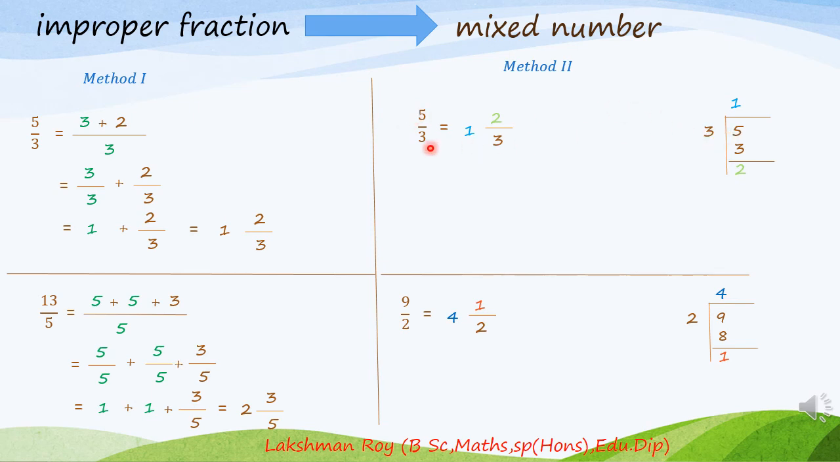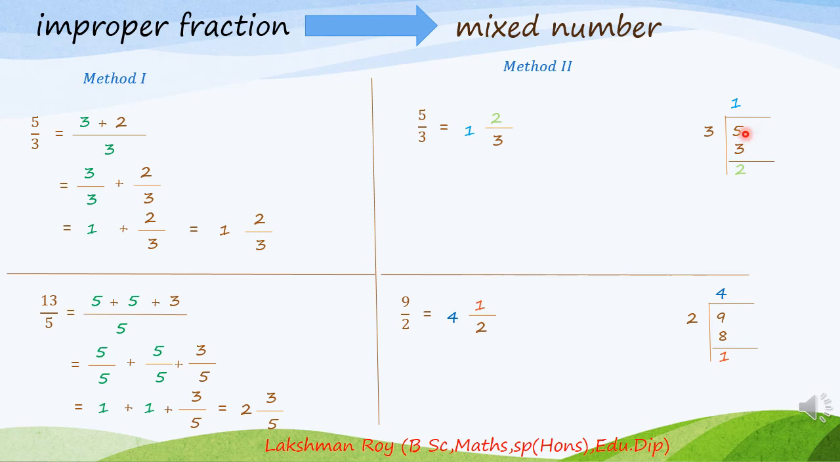So how to divide? See here. How many 3's in 5? That is only 1, right? 3 multiplied by 1 is 3. Then you have to subtract. Understand? 5 minus 3 is 2, right? So that is less than 3, right? Now we found the numbers.